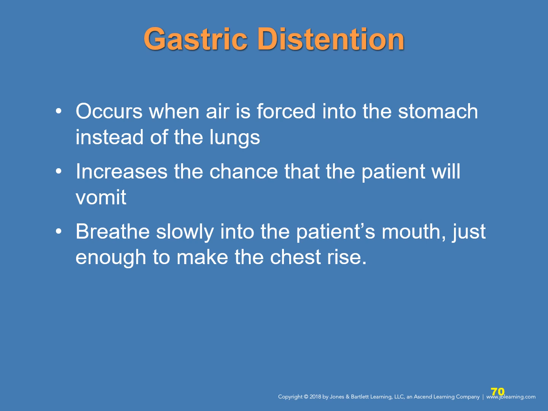Gastric distension. Gastric distension occurs when air is forced into the stomach instead of the lungs. It increases the chance that the patient will vomit. Breathe slowly into the patient's mouth, just enough to make the chest rise. Remember that the lungs of children and infants are smaller and require smaller breaths during rescue breathing.